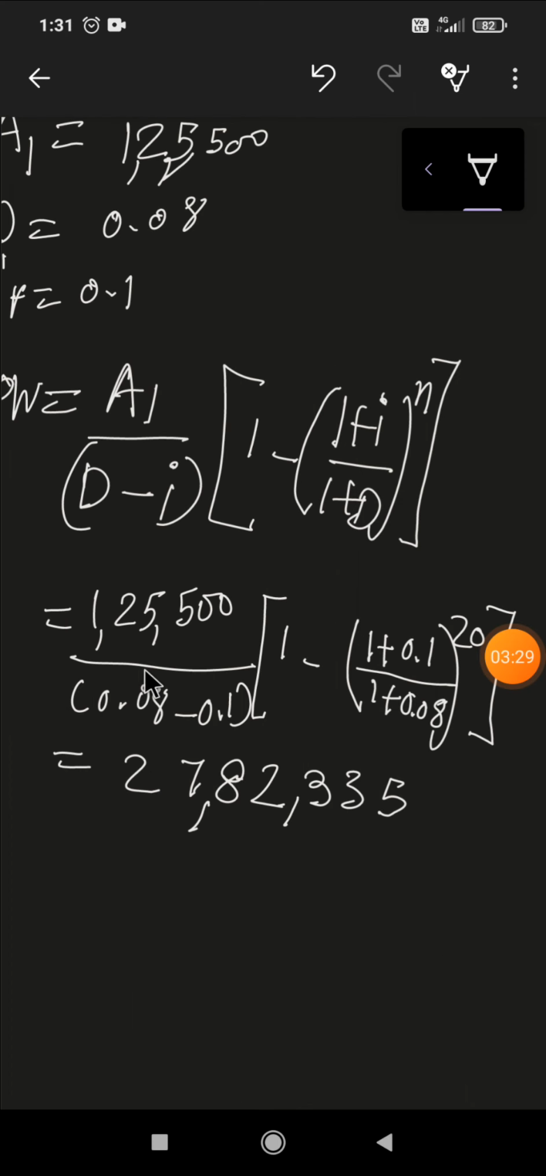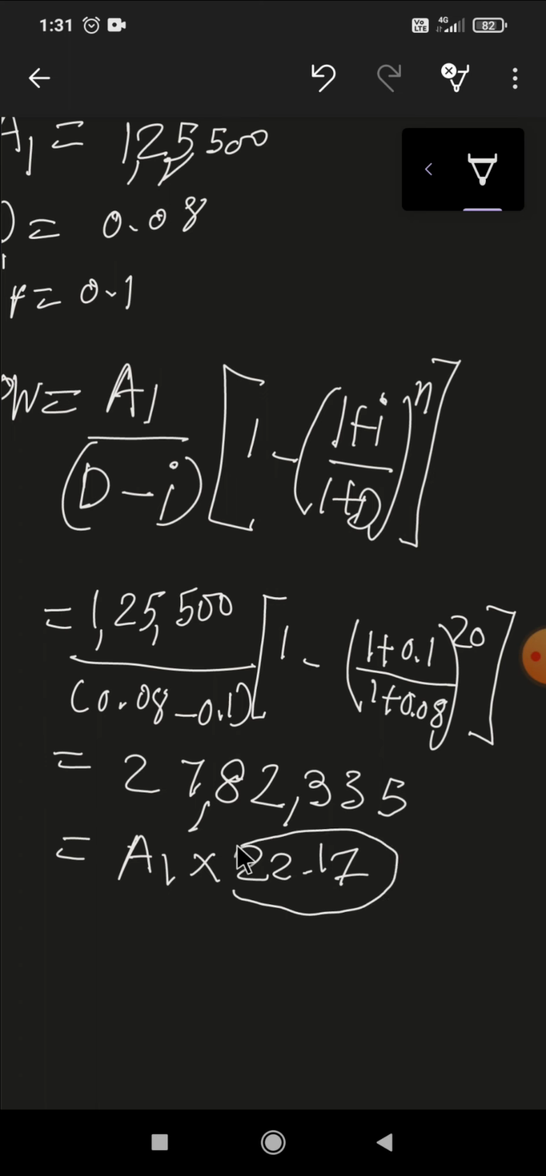If you see, this fraction is around E1 into 22.17. So for 20 years, the factor is 22.17. It is not 20, it is greater than 20. So the worth of your present money is more than in the future. That is the conclusion of the present worth. Now I'll see another example.